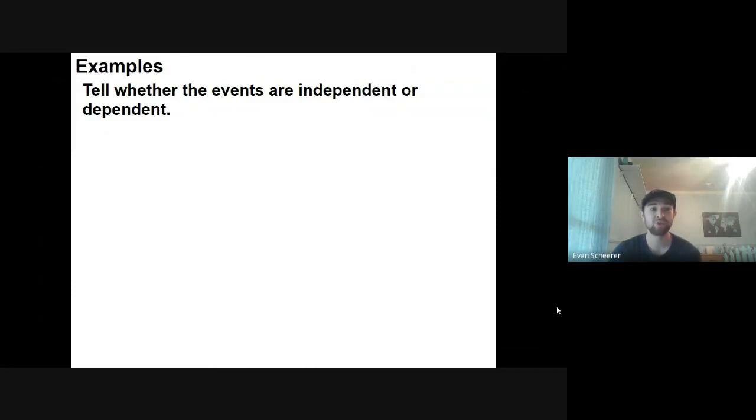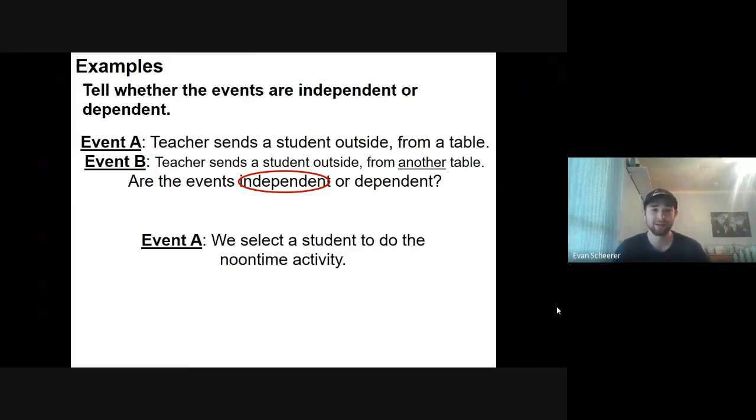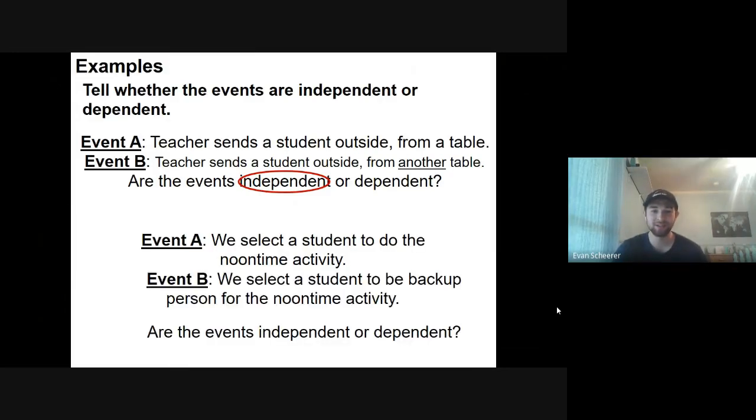All right, so now we're just going to tell whether these events are independent or dependent. A teacher sends a student outside from a table, and then a teacher sends a student outside from another table. Are they independent or dependent? Well, they're independent. Why? Because just because I threw out that one kid from a table, that didn't have anything to do with that other table, right? I threw that kid out, not because I threw that first kid out. It's not like I threw a boy out the first time, oh, now I have to choose a girl to make it even. No, that kid was talking, so I sent him out. It didn't matter.